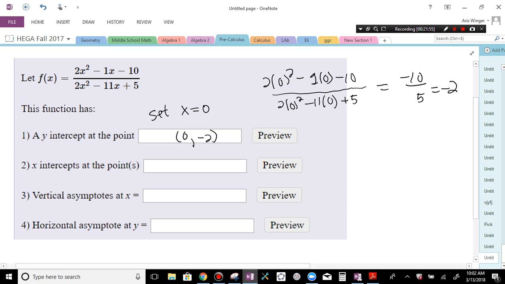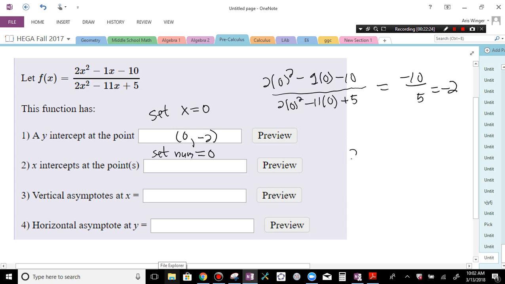The y-intercept is what happens when x is 0. The x-intercept is where this function is equal to 0, and so that means you want this fraction equal to 0. The only way a fraction can be equal to 0 is if the numerator is 0. So you're just taking the numerator, setting it equal to 0, and solving.